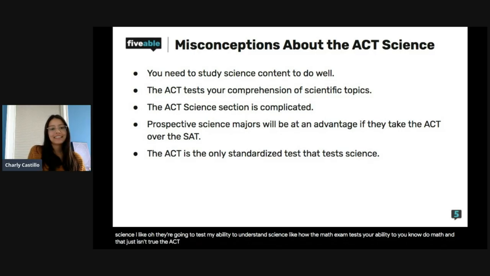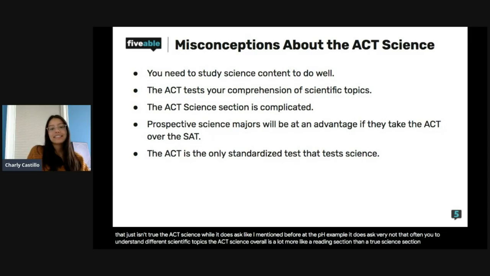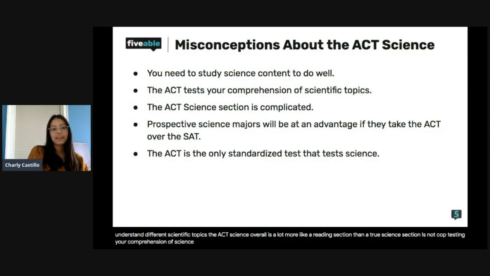The ACT science, while it does ask, like I mentioned before with the pH example, it does not that often ask you to understand different scientific topics. The ACT science overall is a lot more like a reading section than a true science section. The ACT science is not testing your comprehension of science topics. It's testing your comprehension of reading about science topics.